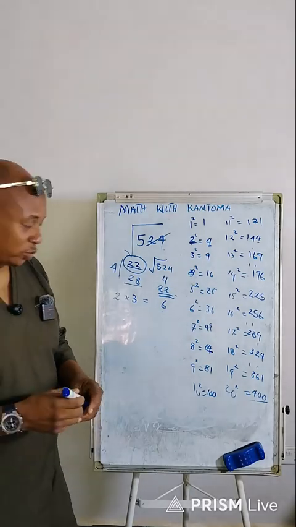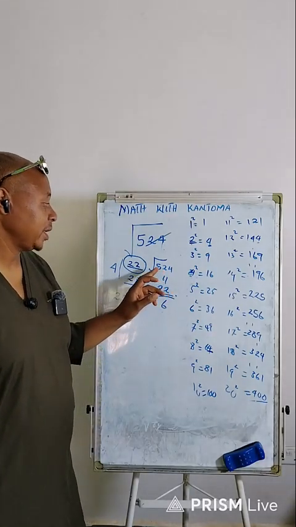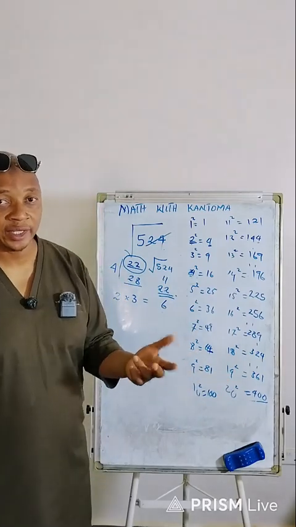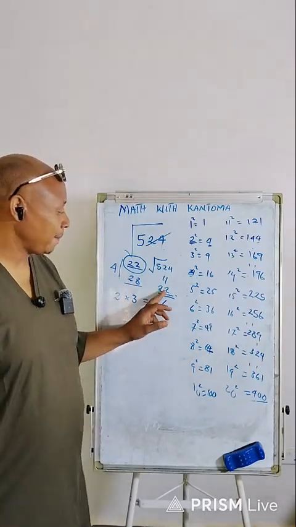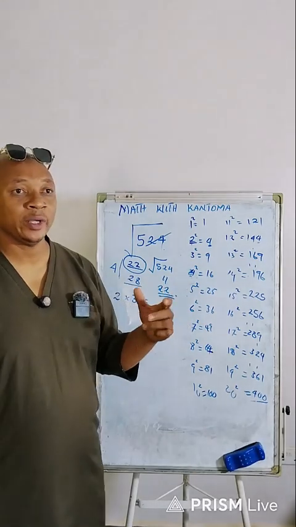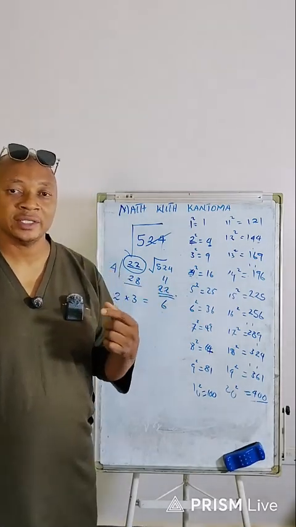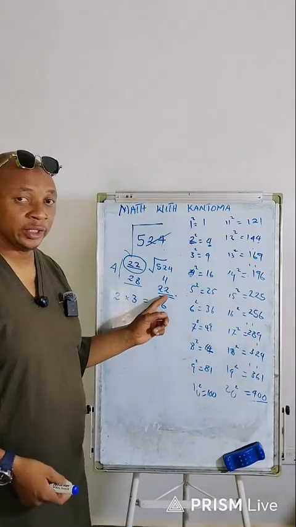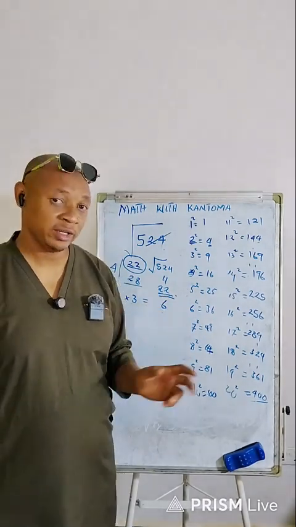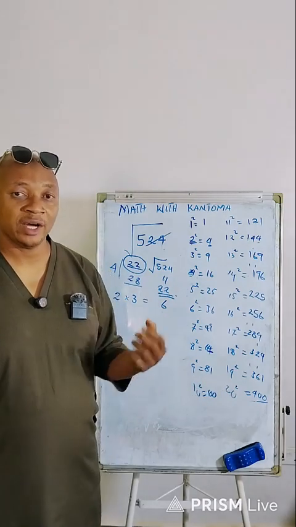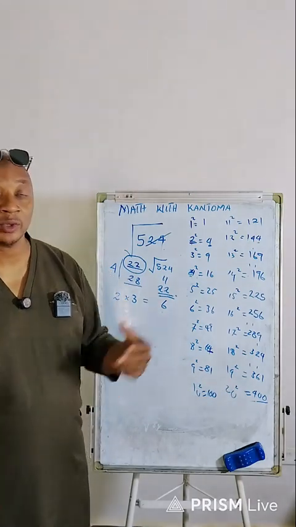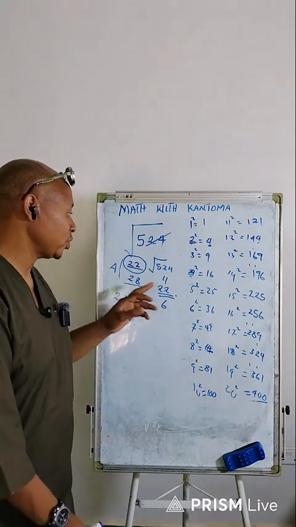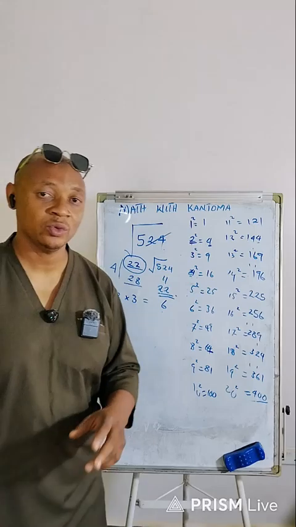But remember, if the value in the square root here is not a perfect square, then definitely you are going to have a fraction, a decimal point. So now this number is only giving you the value at the whole number part. The decimal part is not given here. So you are going to approximate the decimal part if it is not a perfect square. But if it is a perfect square, you are going to have the exact value of the perfect square.